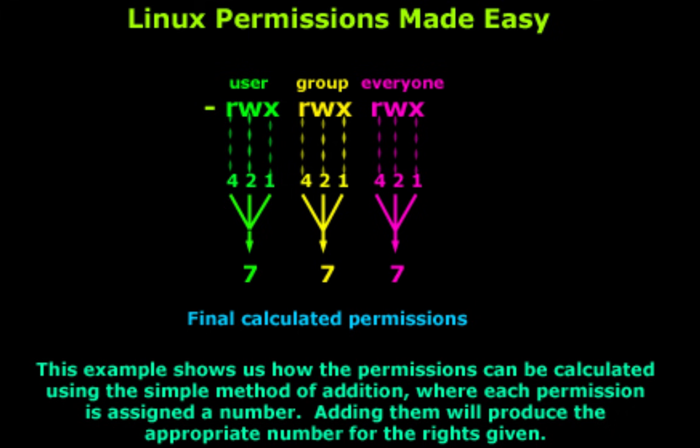So let's look here at user, and you'll see that the read permission equals 4, the write permission equals 2, and the execute permission equals 1. So in this instance right here, this particular file has all the permissions set to on, and all of the permissions added together equals 7.